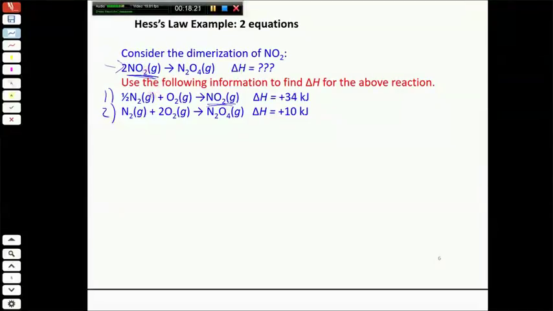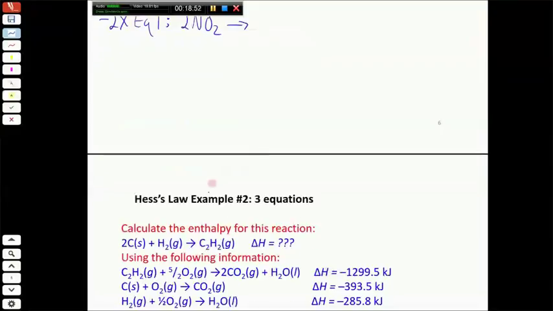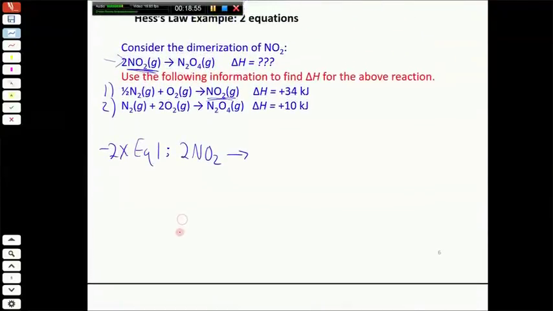So what we're going to do is take this first equation, flip it, and multiply it by 2. If we flip this and multiply it by 2, we're now going to have 2 NO2s on the reactant side, which is what we want when we add the 2 together. So we take the first equation, we flip it and double it, and that gives us 2 NO2s. When we flip the equation, we take the products and make them reactants, reactants become products, and then we multiply every coefficient by 2. By doing that to the first equation, we get 2 NO2 going to N2 plus 2 O2.